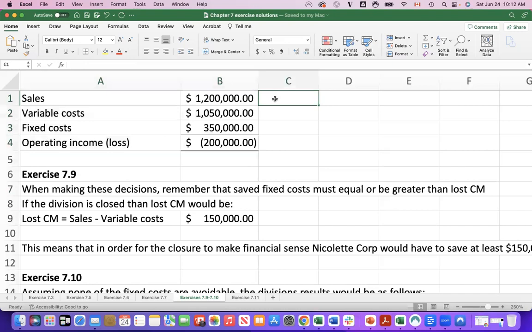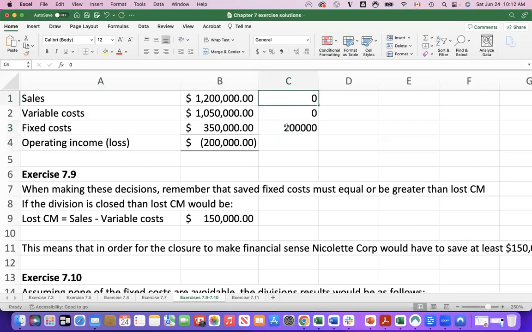Let's say sales are zero. So we're assuming we're cutting out this division, we're closing it. If we were to do so, sales would go to zero because the division is closed. We weren't selling anything. Variable costs would also go to zero because we're not making anything, so we're not incurring any variable costs. Fixed costs, some might remain. And remember, to make this worth our while, you have to save at least $150,000 in fixed costs. So let's say we save $150,000. So fixed costs would drop from $350,000 to $200,000.